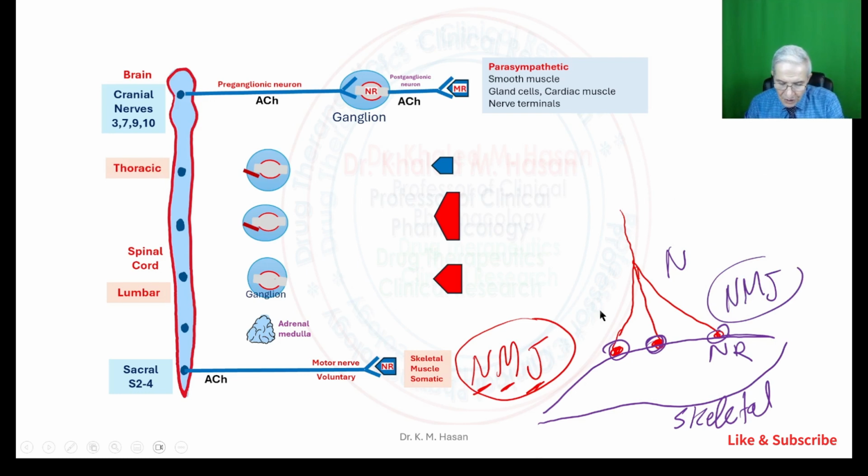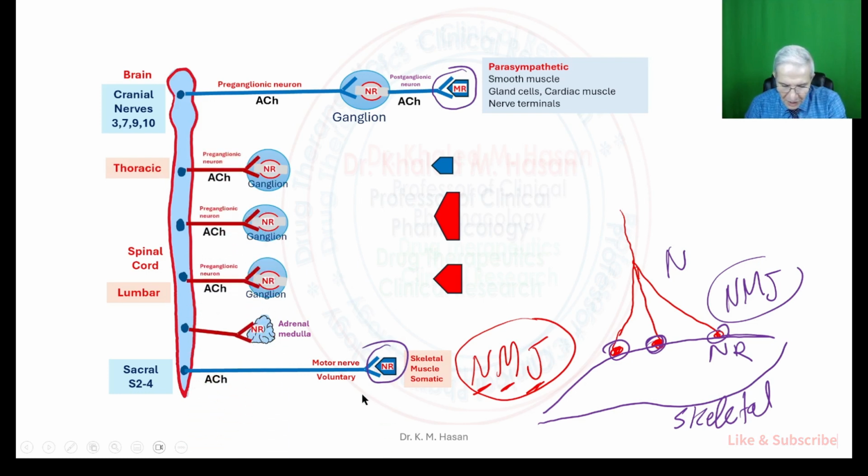Okay, moving to the next step. We already discussed the parasympathetic system and the somatic system. We discussed the 2 types of receptor there: the muscarinic receptor and the nicotinic receptor.